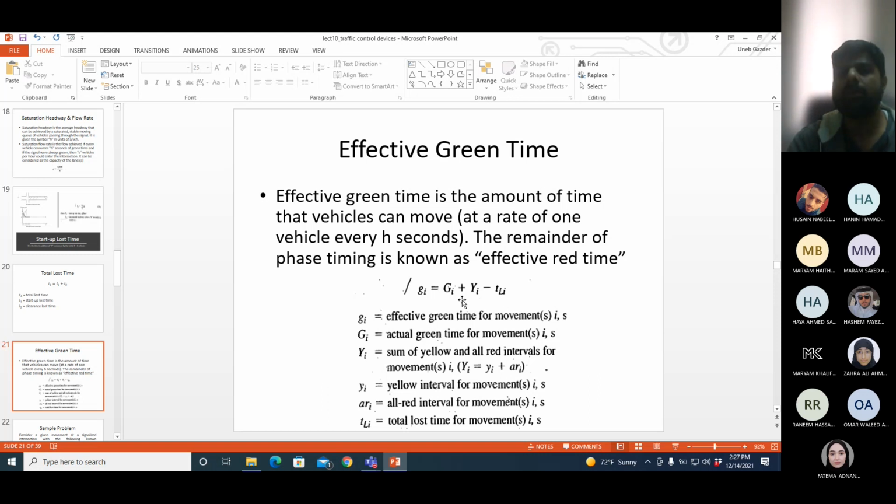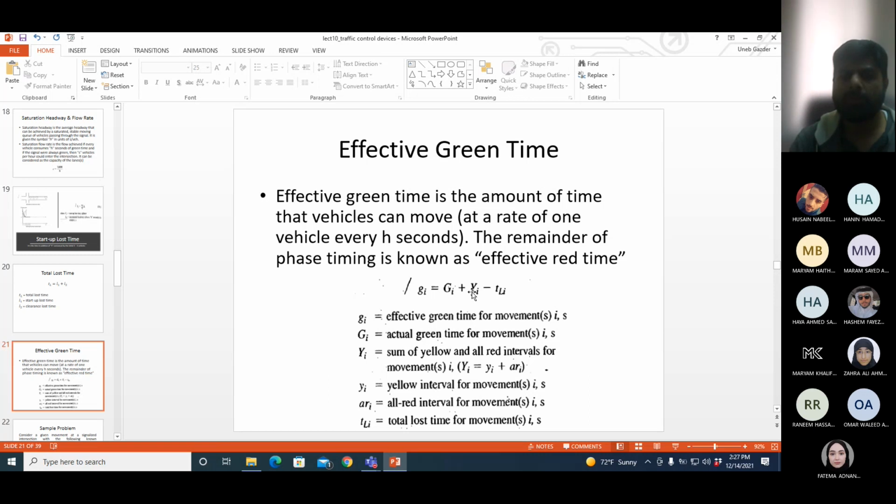Okay, now what is capital G? Actual green time. Capital Y. Now keep one thing in mind. We will use capital Y and a small y both. Capital Y means yellow plus all red. Okay, and a small y means only yellow. So this is yellow plus all red, and TL is lost time, total lost time on one phase.